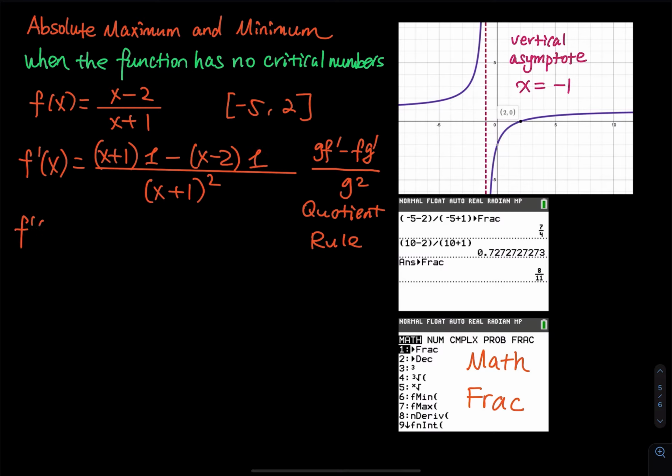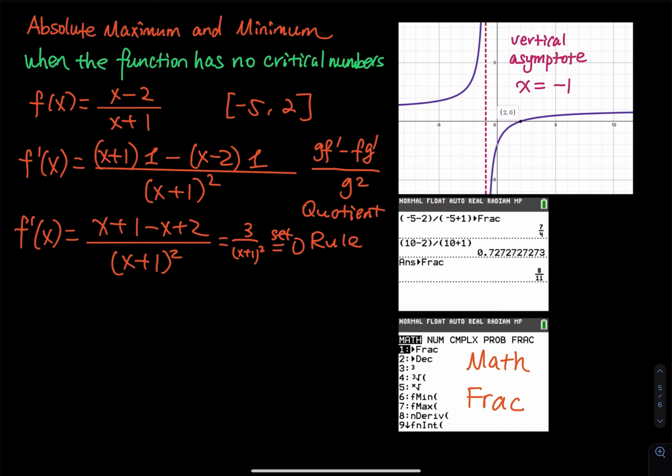Simplify the top. So we have f prime of x. The top is x plus 1 minus x plus 2, right? So the x's are gone, and we only have a 3 on top. So we have 3 divided by x plus 1 squared, and then you set that equal to 0. So 3 divided by what kind of number equals 0? There is no such number, right? 3 is not 0. It doesn't matter what number you divide by, even 1 million, that is not equal to 0. So this has no critical numbers.